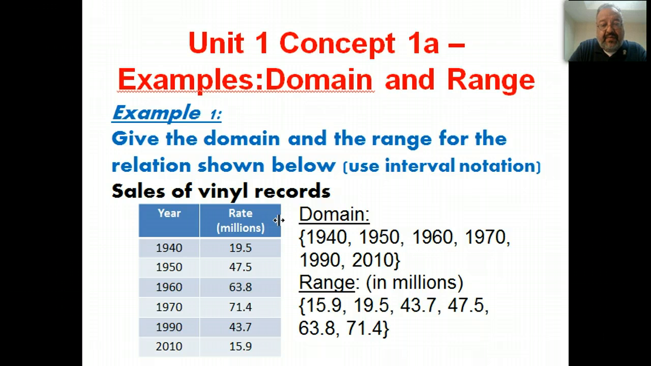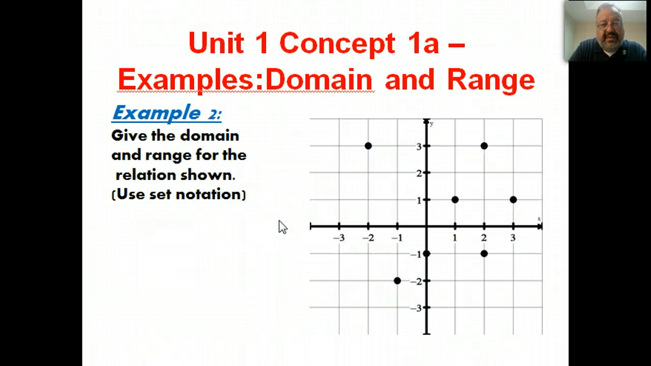15.9 to 71.4. Now remember, the domain and the range should be written in order from smallest to largest, and that's why the information in the range looks a little strange. It's just written in order, from smallest to greatest.